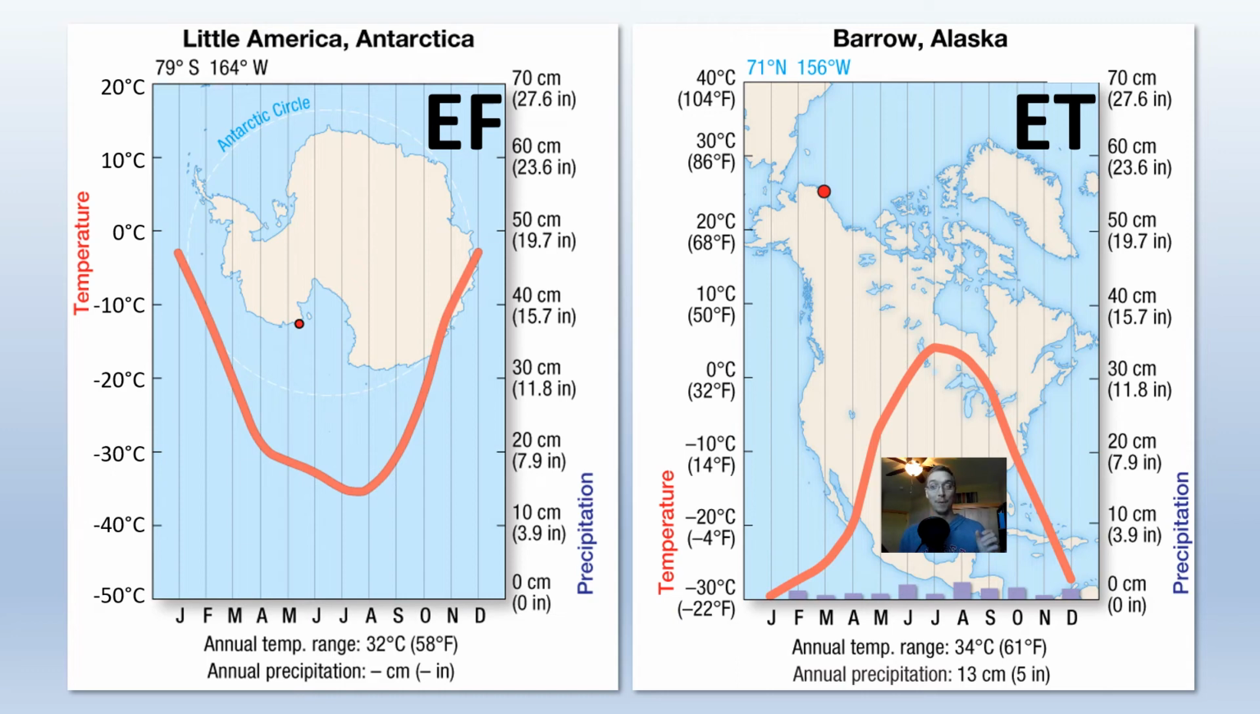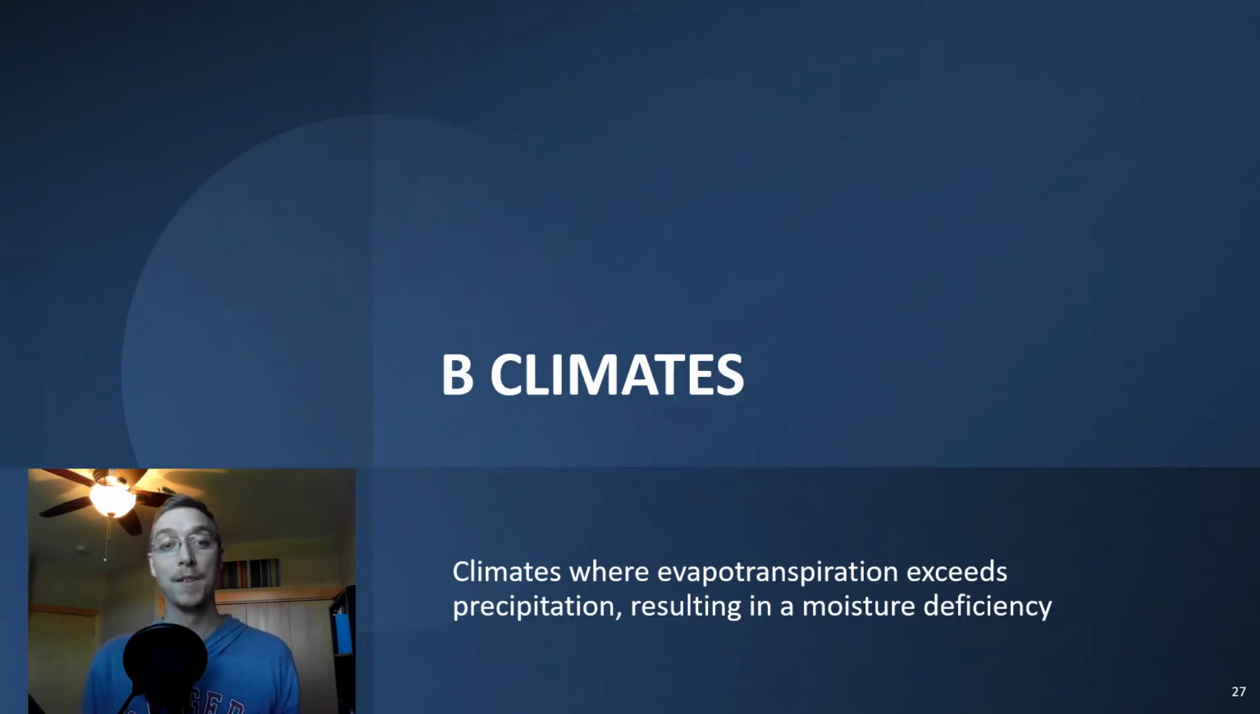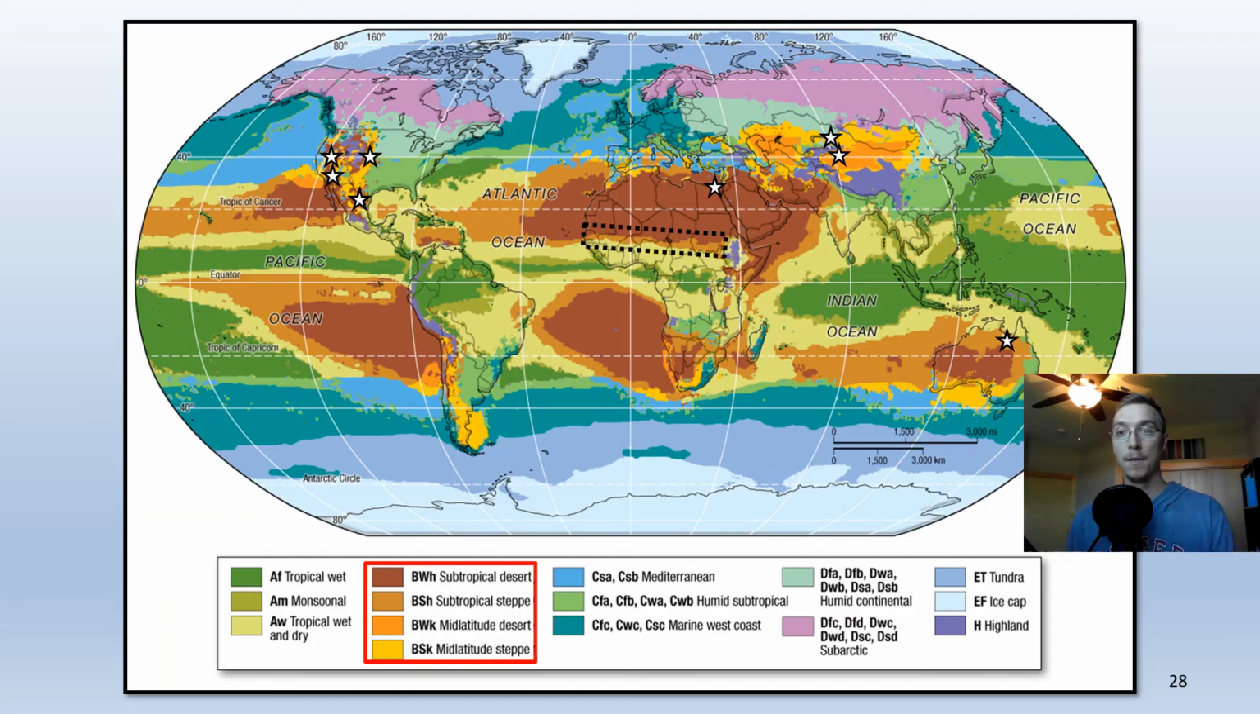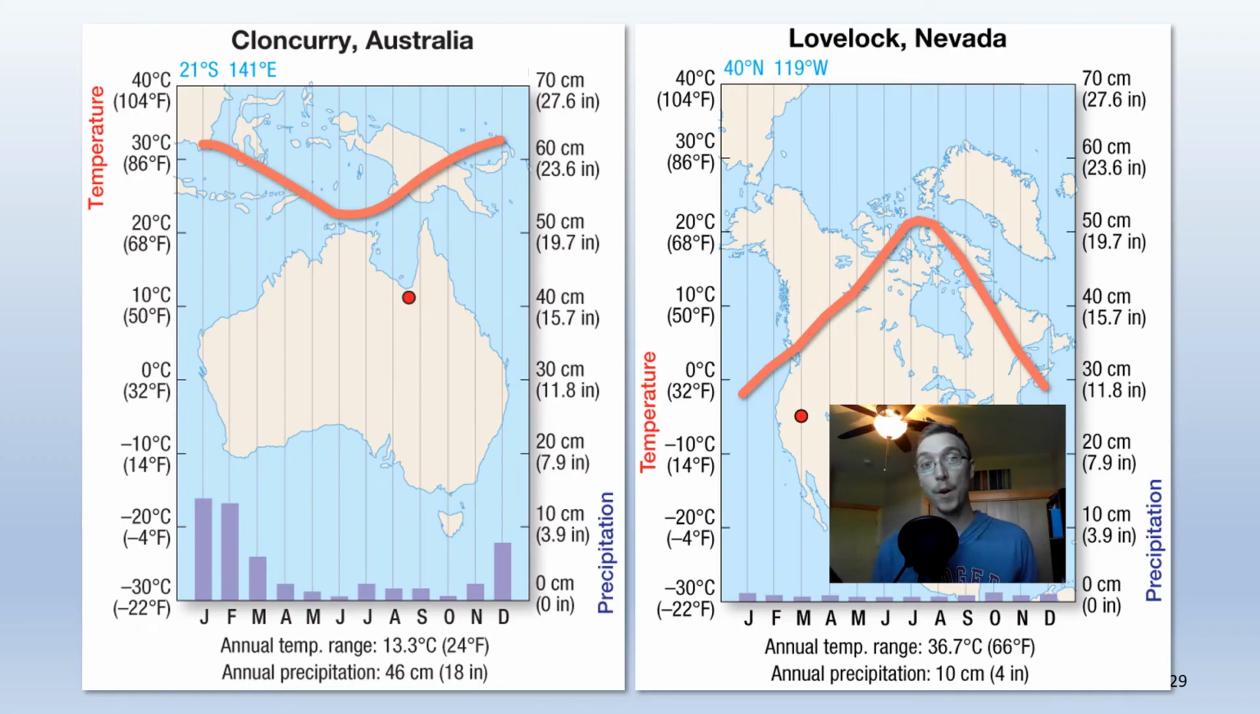We're almost there. We're heading from the most frigid parts of our world to some of the hottest and the driest with B climates. Climates where evapotranspiration exceeds precipitation, resulting in a moisture deficiency. Here we can see some of the ones that we're going to be looking at in this little section, starting off with Cloncurry, Australia, and Lovelock, Nevada. These are the first group of B climographs we're going to be looking at.